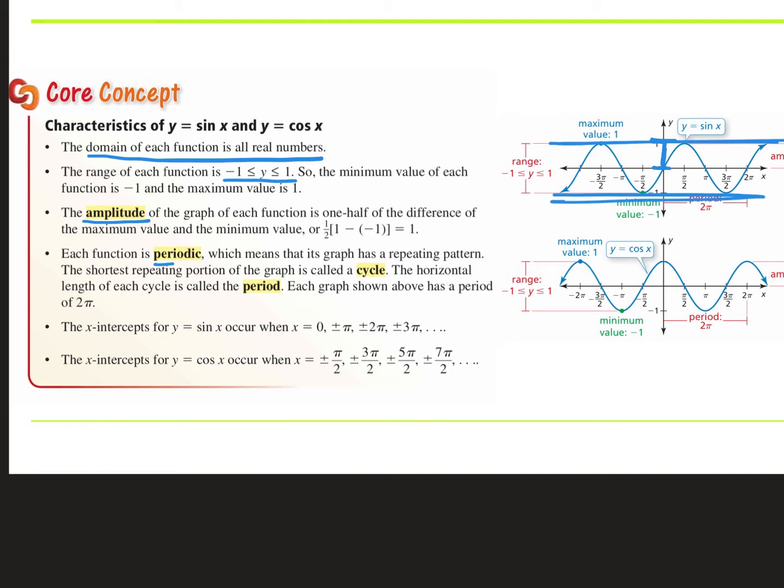Each function is periodic, which means its graph has a repetition pattern. The shortest repeating portion of the graph is called a cycle. The horizontal length of each graph is called the period. Each graph shown above has a period of 2 pi. So the period, we're just going to be focusing on one period here. So just from 0 to 2 pi and from 0 to 2 pi. There's one period of the graph.